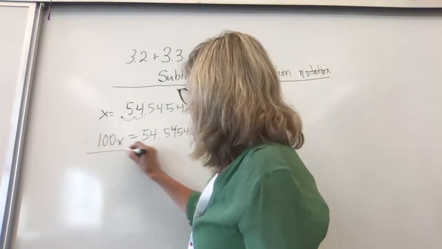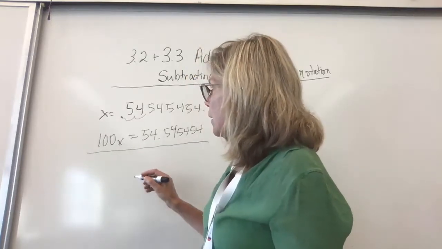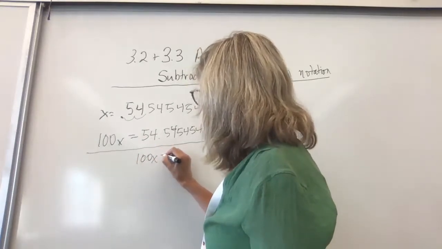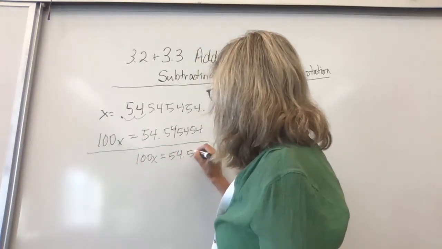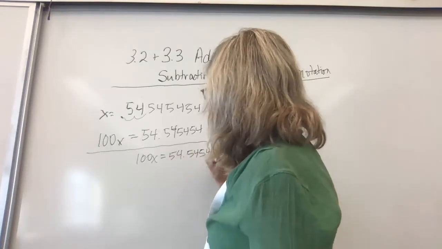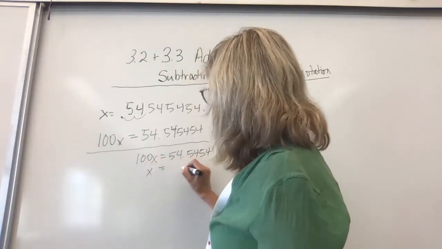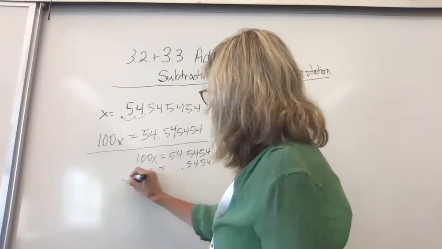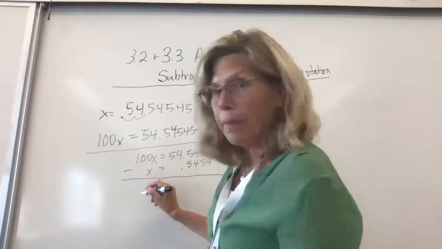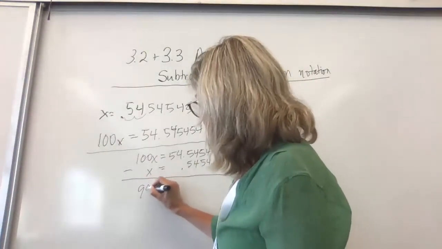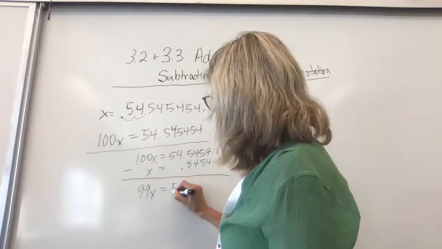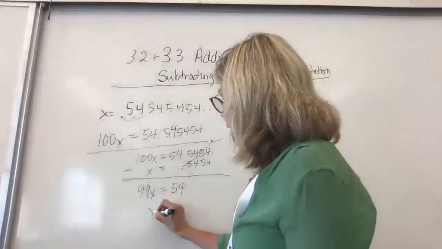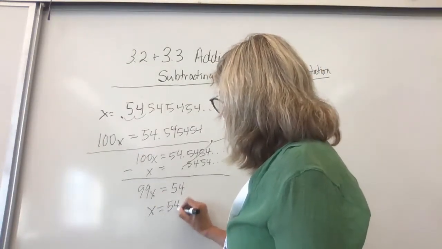And if you subtract them, well, I'll write it out again. So you have 100x equals 54.5454, and x equals 0.5454, and so on. And if you subtract those, you get 99x equals 54, because these all go away. And so then x equals 54/99.